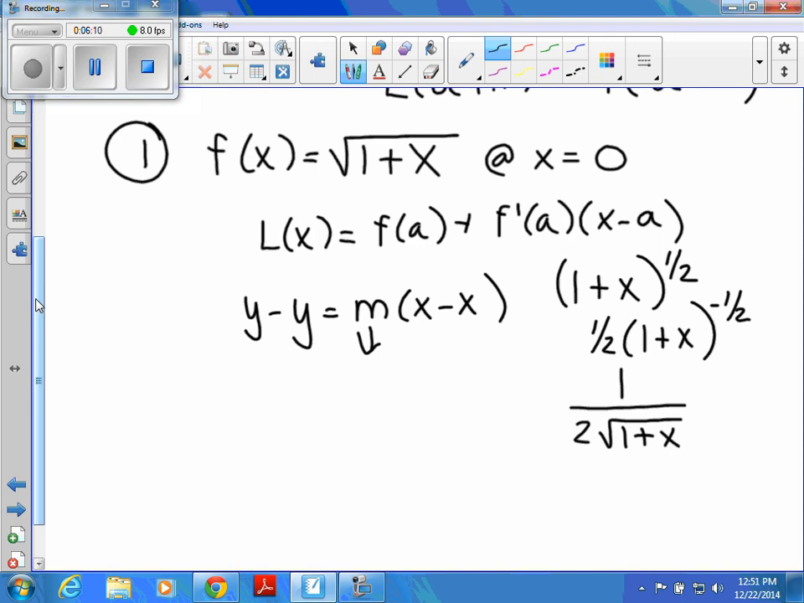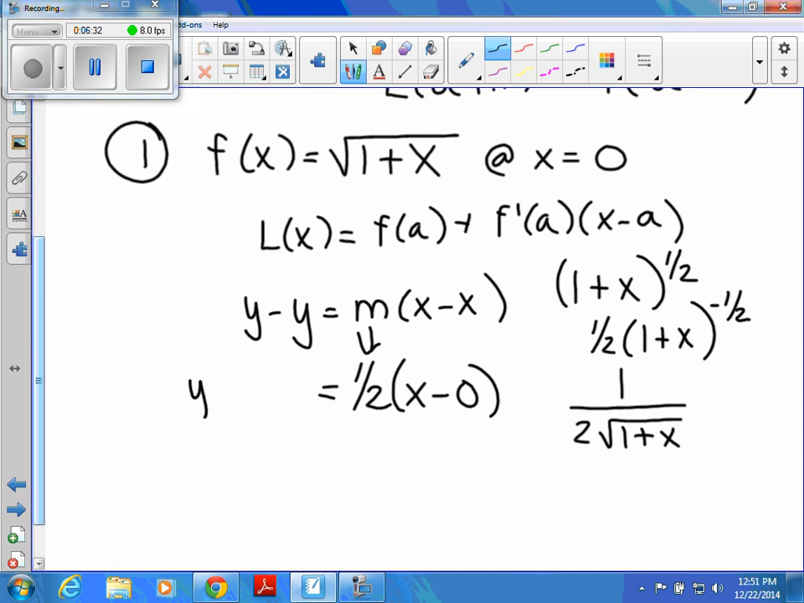Okay, so, how do we find the slope? You're going to plug a 0 in there, right? What's 1 plus 0? 1. Square root of 1, 1 over 2 is 1/2. So in place of m, I can put 1/2. Good? In place of x, what does x equal in this problem? 0.